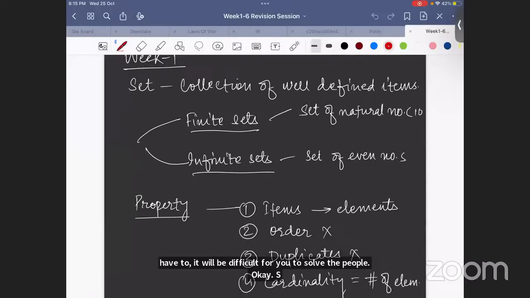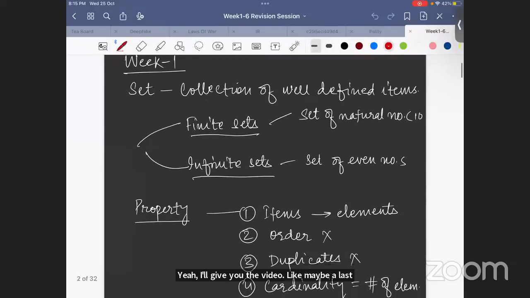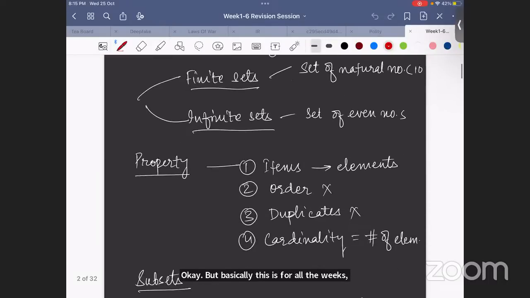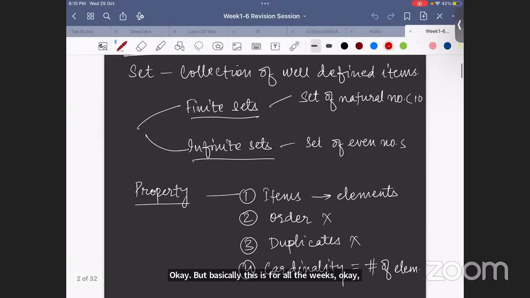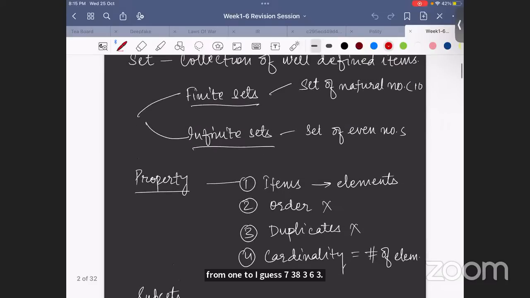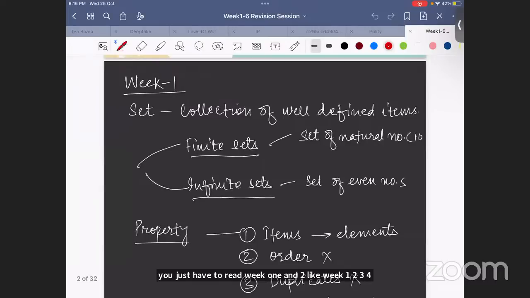Sir, can we get this PDF after the class? Yeah, I'll give you the PDF. I'll ask, and it will be uploaded on the portal. Basically, this is for all the weeks, from 1 to I guess the 6th week, but you just have to read weeks 1, 2, 3, 4. Okay, so I'll start with the first topic.